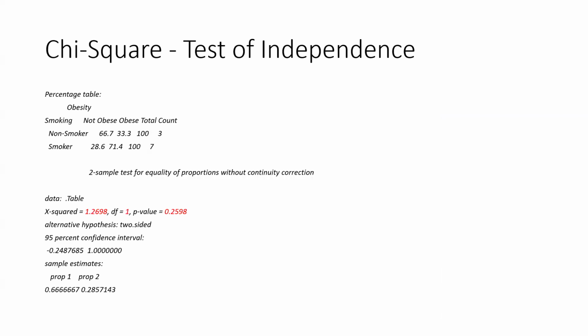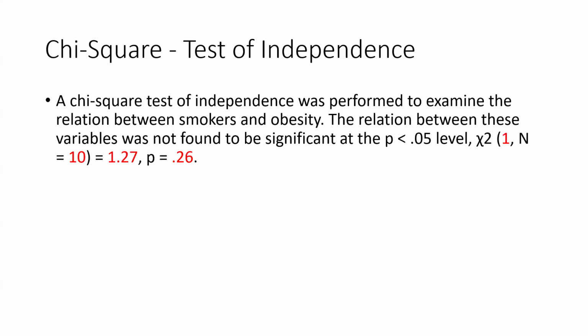So here is our output that is generated if we follow those particular steps using the data which is available to us. We have our chi-square value, our degrees of freedom, and our p-value. As you can see, our p-value is 0.2598, which means it's greater than our alpha value of 0.05. So we do not reject the null hypothesis.